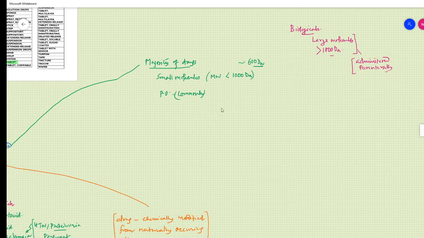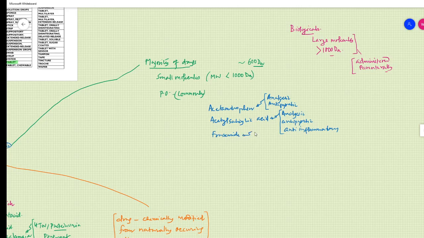What could be the examples of these drugs? Let's take a familiar example, acetaminophen. What is this? This is an analgesic antipyretic. Let's take an NSAID like acetylsalicylic acid, commonly called aspirin. And what effect has it got? It's an analgesic, antipyretic, anti-inflammatory. So again, it's a small molecule which is synthesized. Another example could be furosemide. This is a diuretic drug.